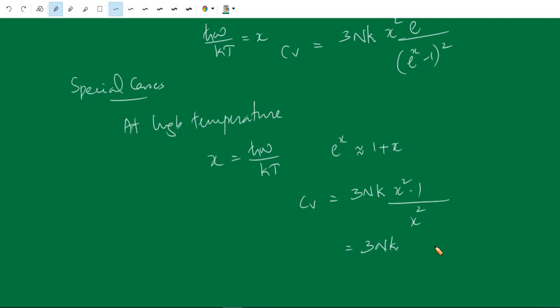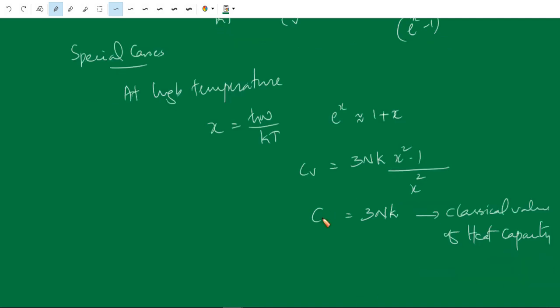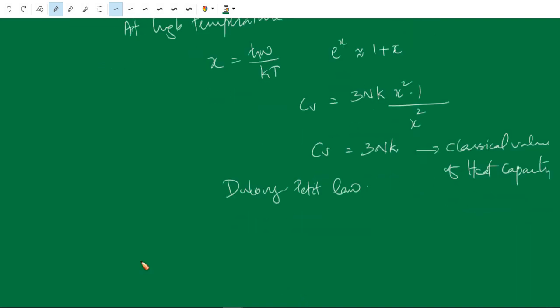Which is the same as the result obtained in the Debye model at high temperature. So that means this is the classical expression for heat capacity at high temperature. Classical value of heat capacity. Okay. So this is called the Dulong-Petit law. Okay. Next is at a low temperature.